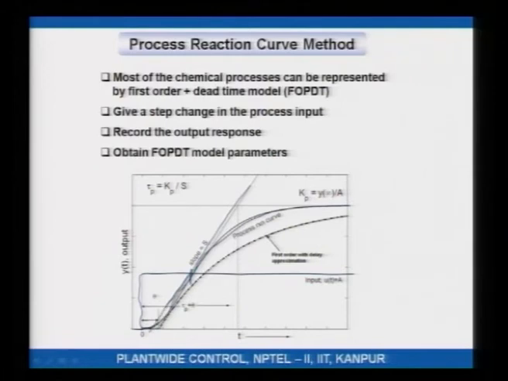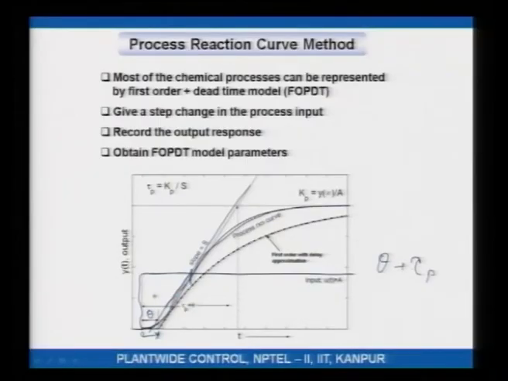This tangent intersects the time axis here, then what you say is, this is my dead time theta. This tangent line is extended, and wherever it reaches the final steady state value, which is Kp, which is the gain of the process for a unit step, you note that time, and then what you say is, whatever that time may be, it is equal to theta plus tau p. So, you know theta from here, and then you say theta plus tau p is equal to this.